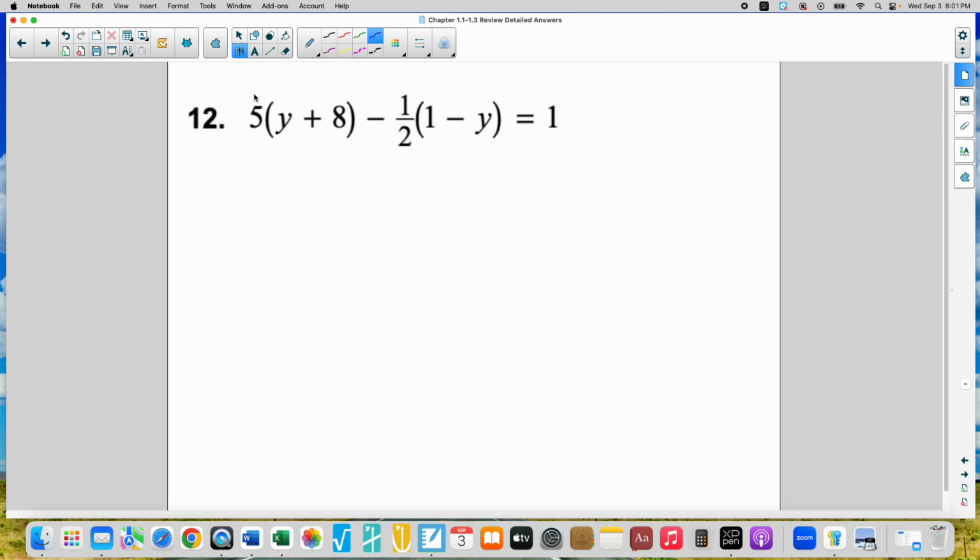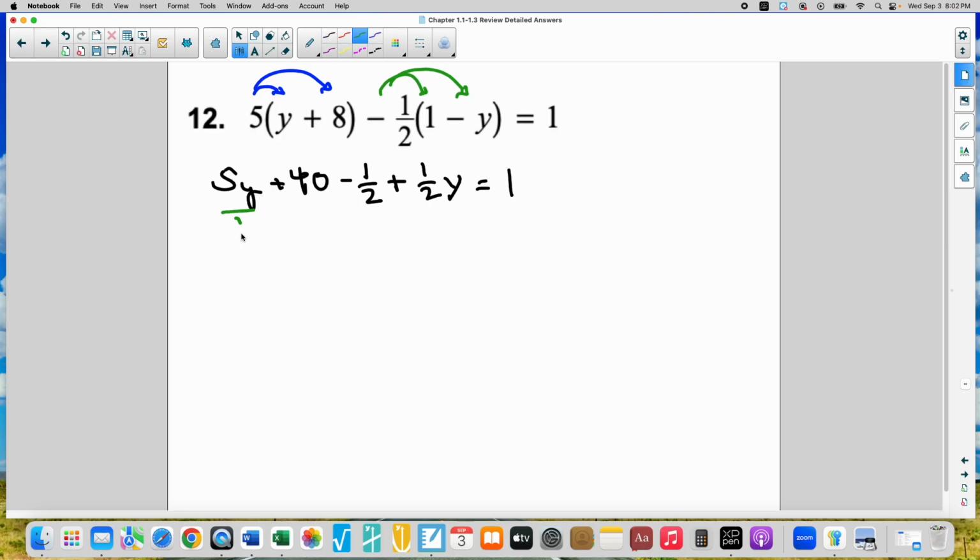So the way that I get rid of Chewbacca is distributing. I'm going to distribute both of those. 5 times y is 5y. 5 times 8 is 40. Negative 1/2 times 1 is negative 1/2. Negative 1/2 times negative y is positive 1/2 y equals 1. We have like terms. We have 5y and positive 1/2 y, which makes 5 and 1/2 y. We have positive 40 and negative 1/2, which produces positive 39 and 1/2 equals 1.